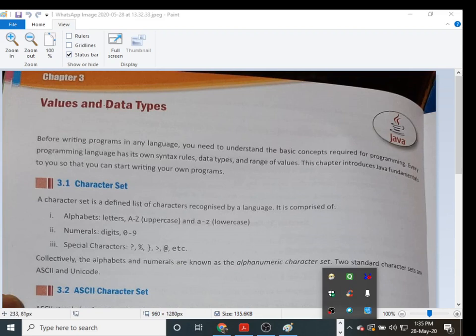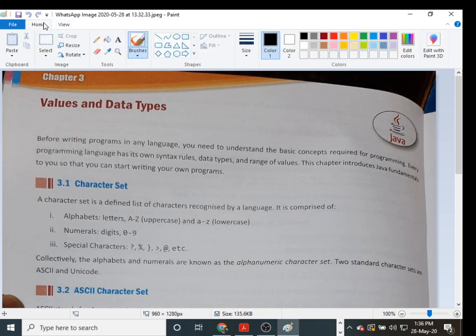Class 9th. This is your third chapter. So now I am going to start your third chapter, and your third chapter is values and data types. In this chapter of values and data types, you will learn the basics of programming. Actually, the basics of programming start from this chapter.